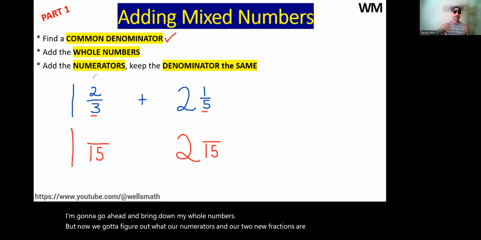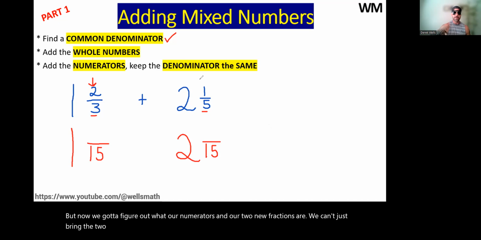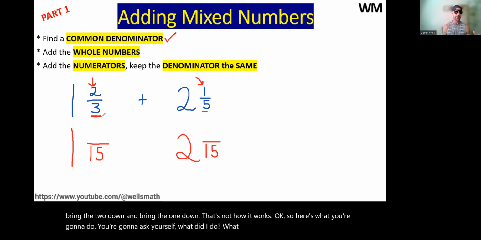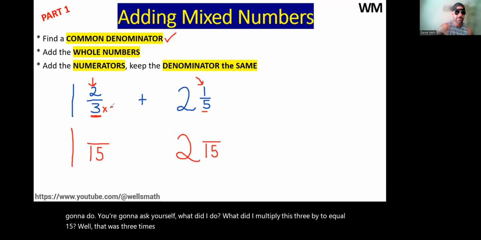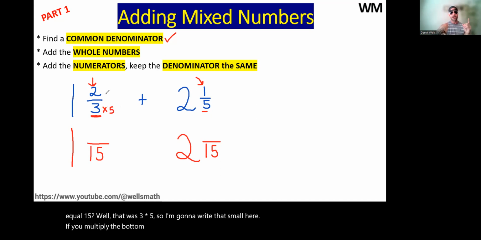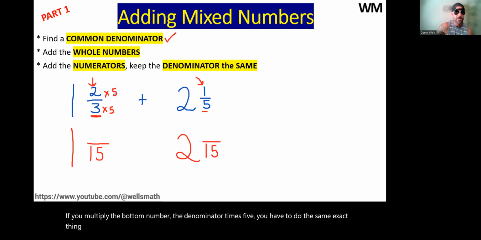We can't just bring the 2 down and bring the 1 down. That's not how it works, okay? So here's what you're going to do. You're going to ask yourself, what did I do? What did I multiply this 3 by to equal 15? Well, that was 3 times 5. So I'm going to write that small here. If you multiply the bottom number, the denominator, times 5, you have to do the same exact thing to the top. So we're going to multiply that numerator times 5 as well, and 2 times 5 is 10. 2/3 is equal to 10/15.